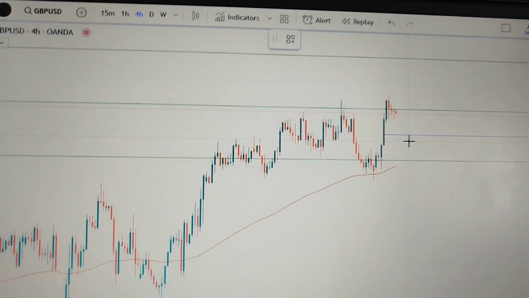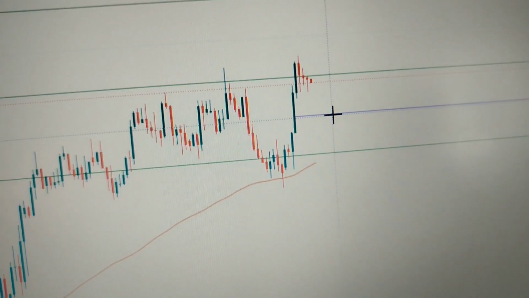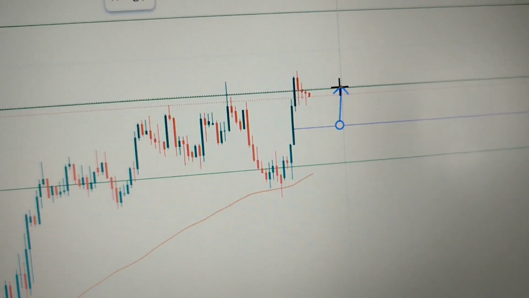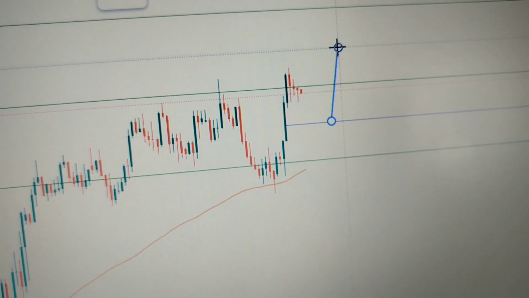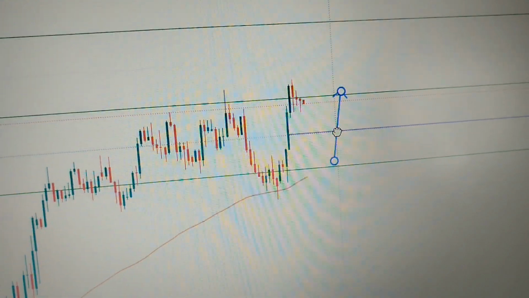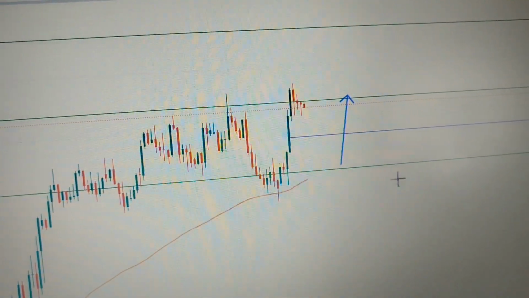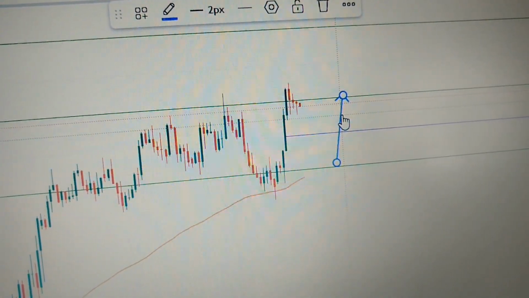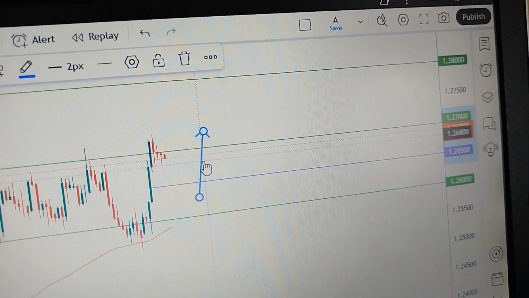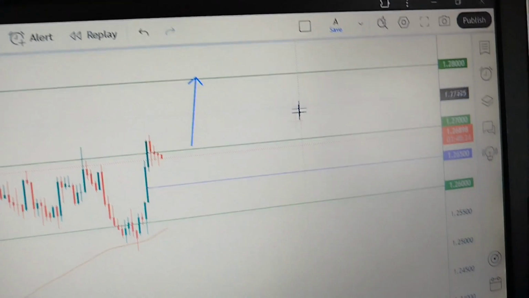Now on GBP USD, the same thing. I'm expecting something like a retracement up to around here. Then I can look for an entry. If I get an entry around here, I can target here or a break above that one. Or if we do retrace up to here, I will be looking for something like that. Another scenario, if we break above this level of 1.27 with the green one, I will be looking for a buy targeting 1.28.